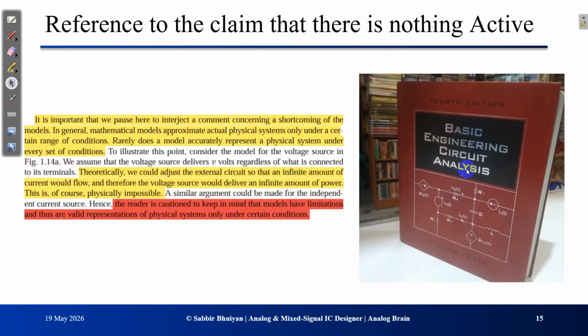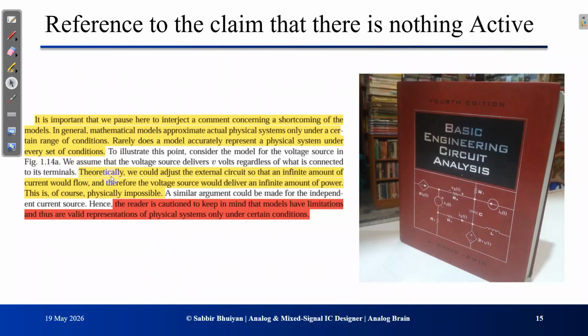So this is a book from David Irwin. It is important that we pause here to interject a comment concerning a shortcoming of the models. In general, mathematical models approximate actual physical systems only under a certain range of conditions. Rarely does a model accurately represent a physical system under every set of conditions.